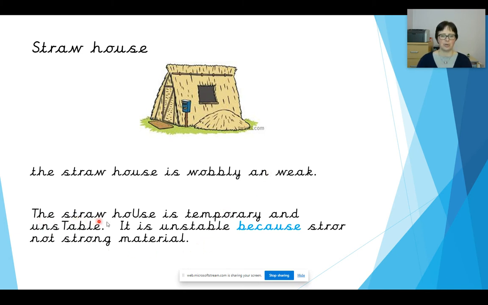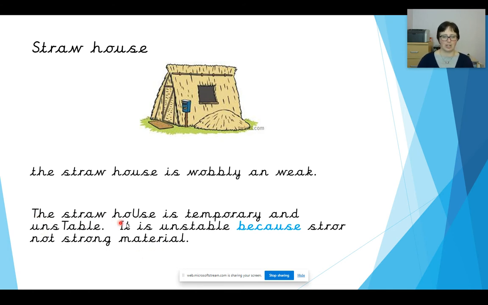Let's look at the next one. The straw house is temporary. Oh, I like that word temporary. That's an adventurous adjective. And unstable. It is unstable because, a good use of the word because, straw, not strong material. Oh, there's quite a few corrections and editing we can do there.